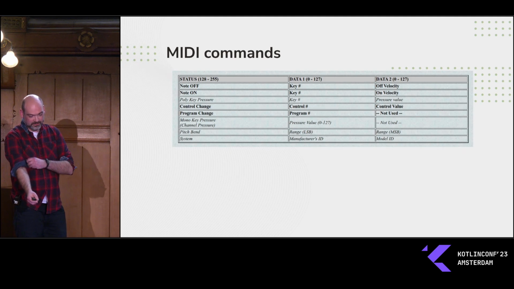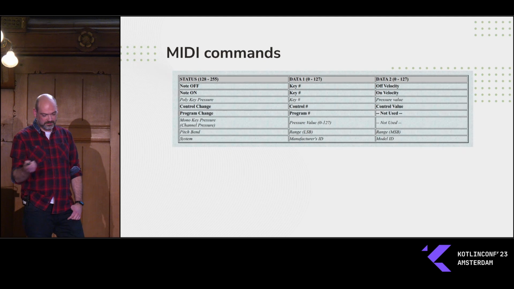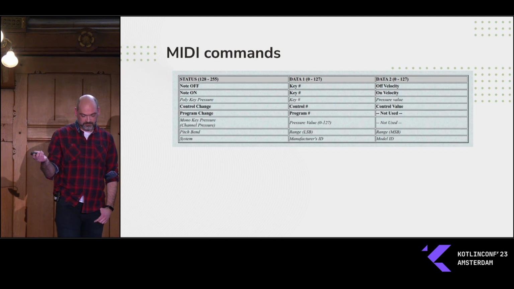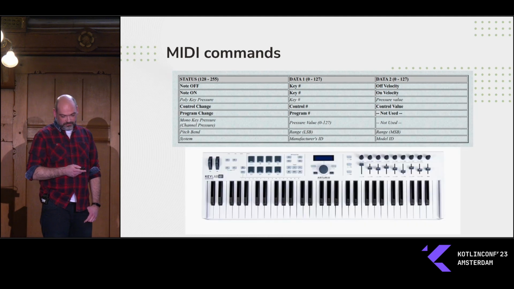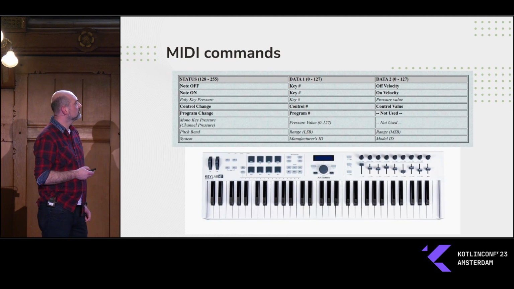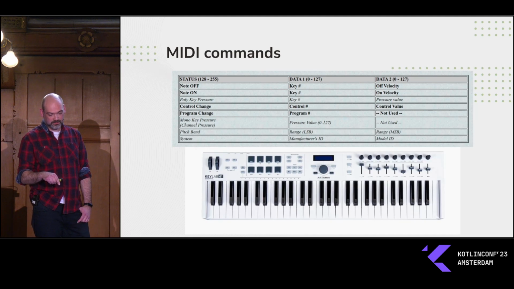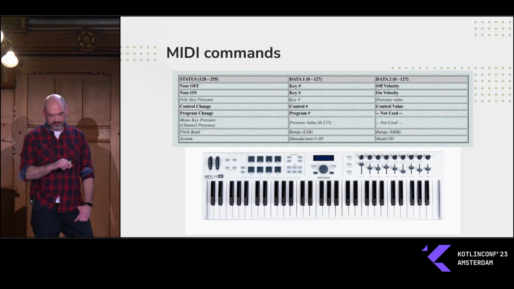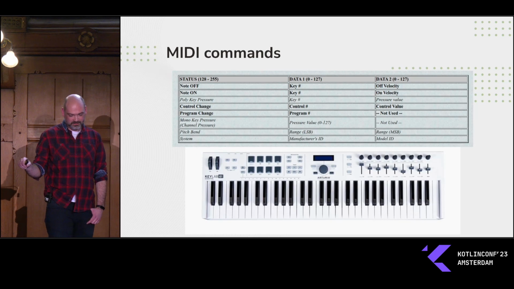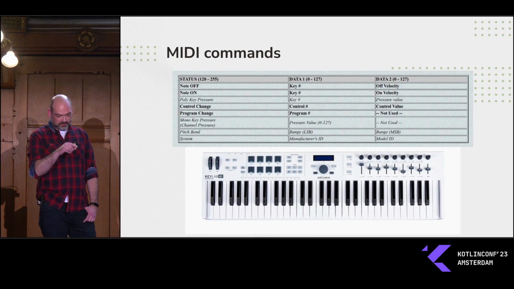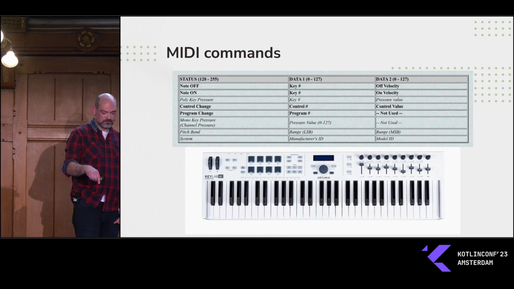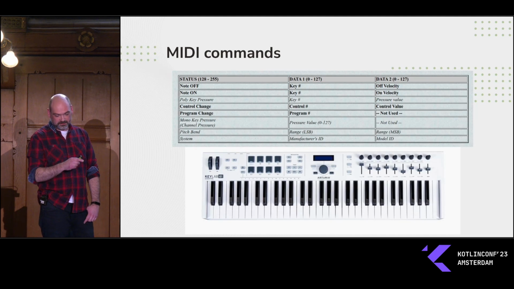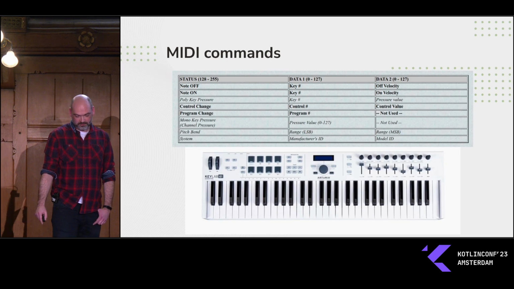We can find out that the data one and data two fields vary depending on the command. For every command, these fields can mean something different. For example, the note on and note off messages. If you press a key on a keyboard, it triggers the note on message. All the keys are numbered using integers from 0 to 127. The note on message is sent when you press the key, and when you release the key, the note off message is sent. It must match the same key number that the note on sent previously.